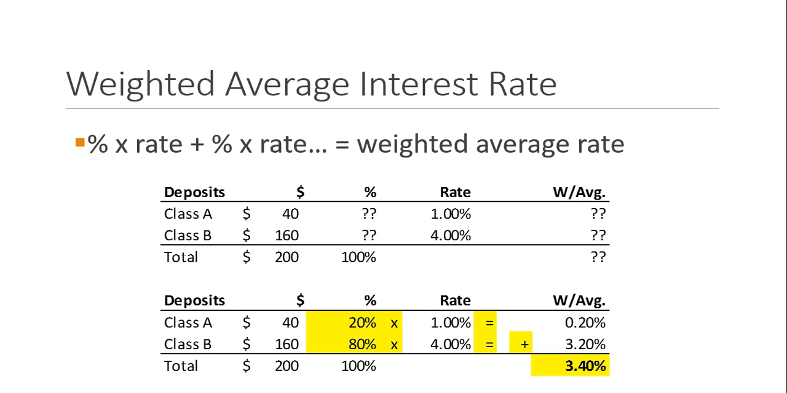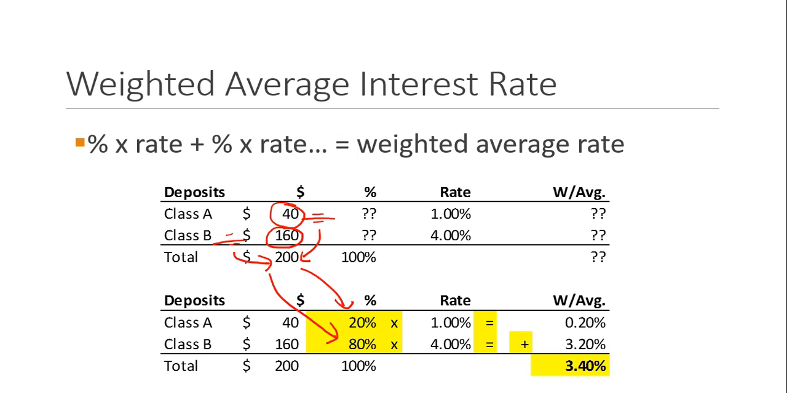So let's look at the calculation of a weighted average interest rate. In our example here, this is the weighted average deposits rate from the previous slide. So let's see where this calculation comes from. We see two classes of deposits, Class A and Class B, and Class A's percentage or weighting is $40 divided by the total of $200, which equals 20%. And Class B has $160 divided by the total of $200, resulting in a weighting of 80%.